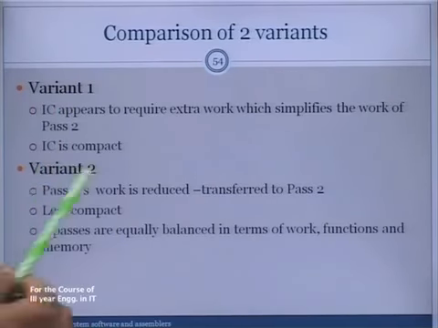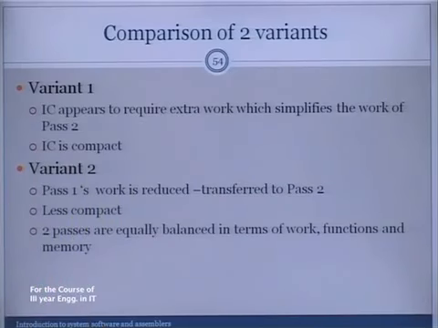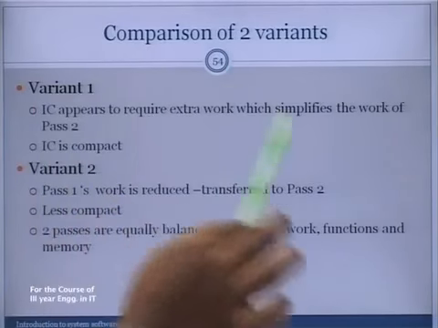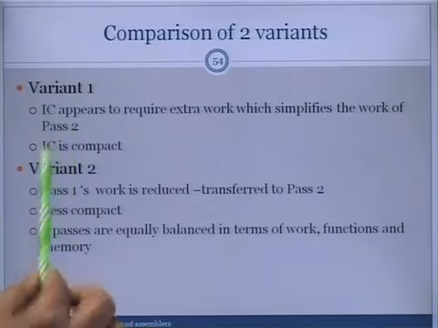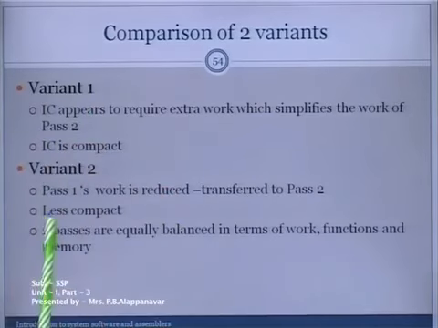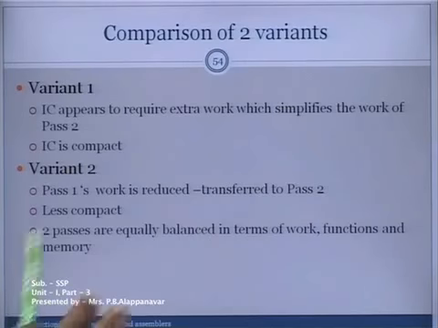Now if you look at variant 2, pass 1's work is reduced. That is, we do not do processing of imperative statements. All that work, or the majority of the work that is done by pass 1, is transferred to pass 2, and comparatively my intermediate code, which was compact in variant 1, would be less compact. But if you look at the functioning of pass 1 and pass 2, these two passes would be equally balanced, whether it is the work done by the two passes, the functions that are done by the two passes, or the memory that is occupied by the two passes.